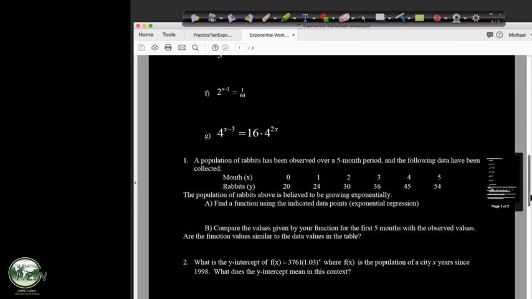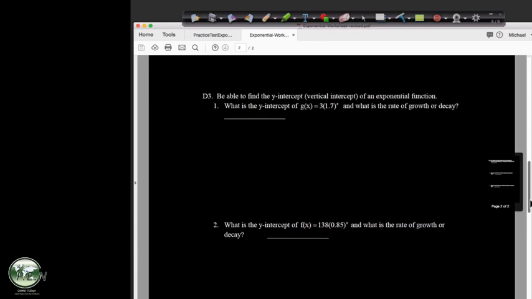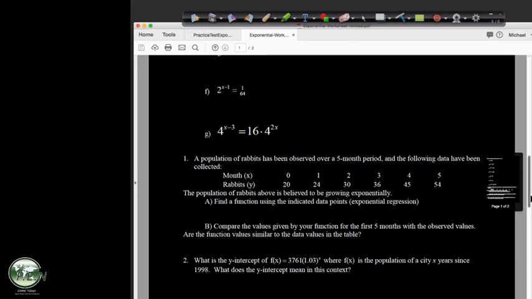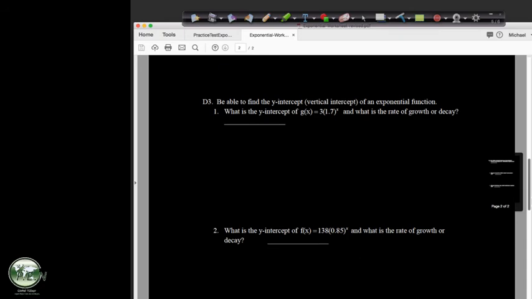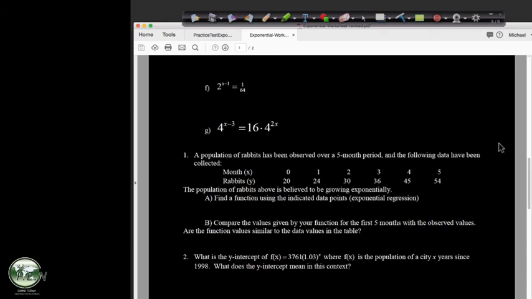I noticed this one had, oh, I know. Let's do it this way. So this is the data we're going to use.